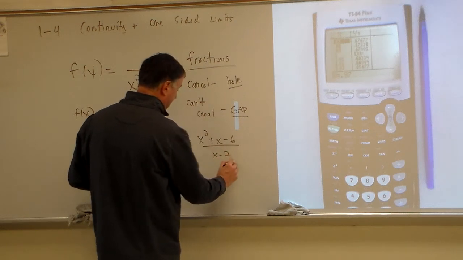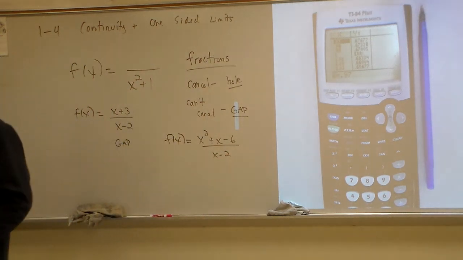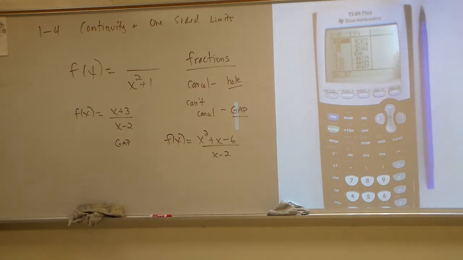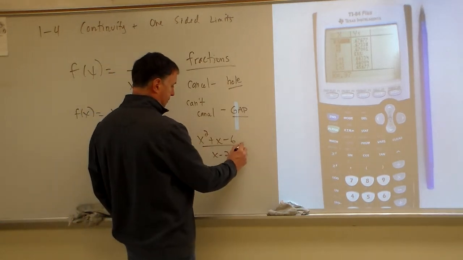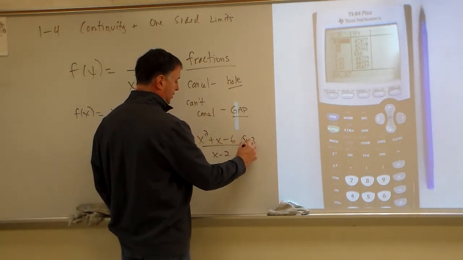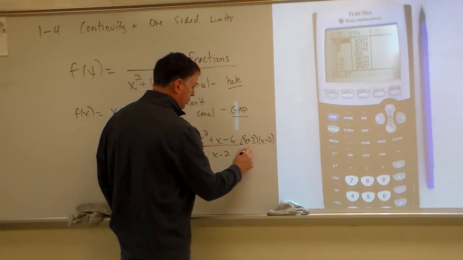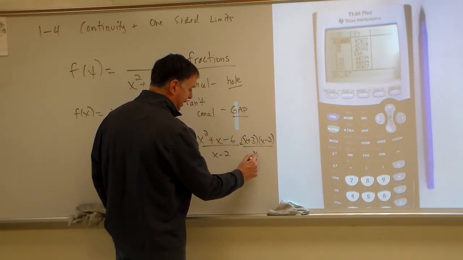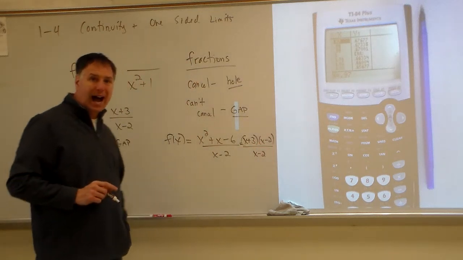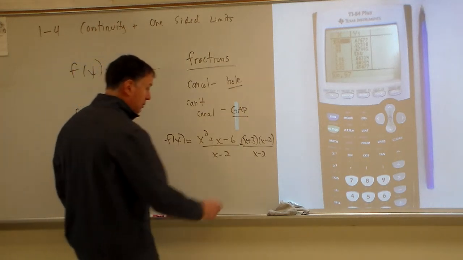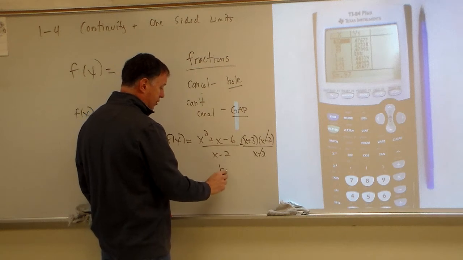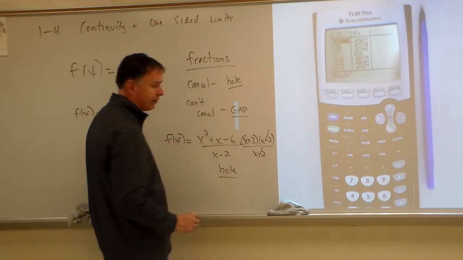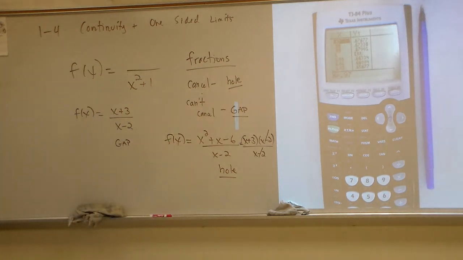So let's say I had f of x equals x squared plus x minus 6 divided by x minus 2, and they want to know what type of discontinuity we have. Well, I see if I can factor this. This factors to x plus 3 and x minus 2. On the bottom I have x minus 2, so I can cancel here. Because I can cancel, what type of discontinuity do I have? Then that means I have a hole.